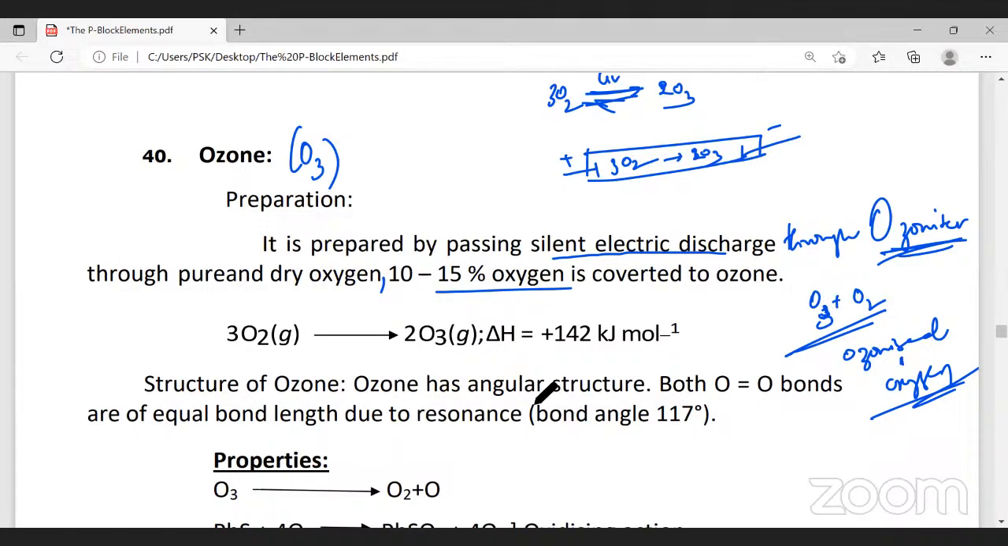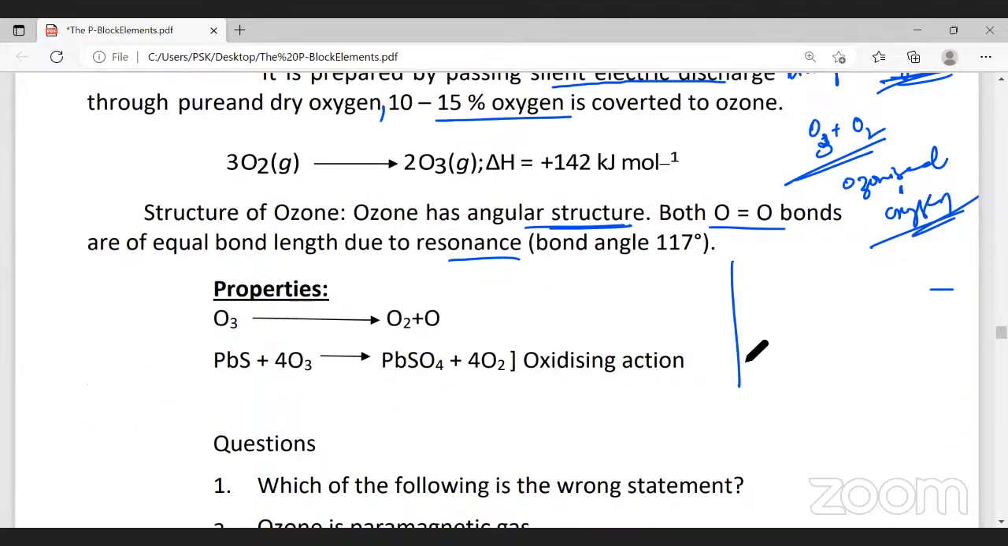Ozone has an angular structure. Both O double bond O bonds are of equal bond length due to resonance. So they have two oxygen to oxygen double bonds, and therefore they have the same bond length because of resonance. Now, the physical properties of ozone. Chemical properties we will learn. Now, physical properties.